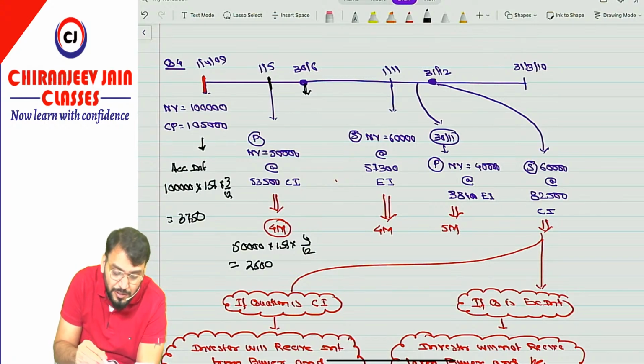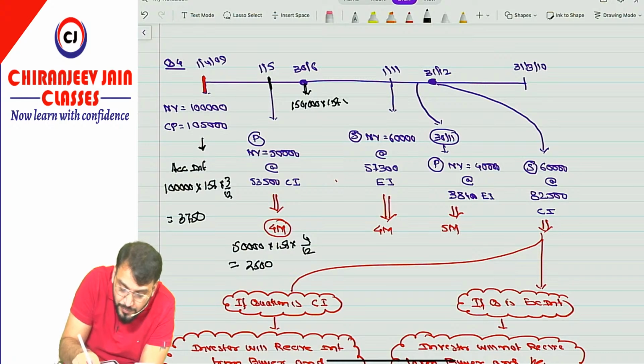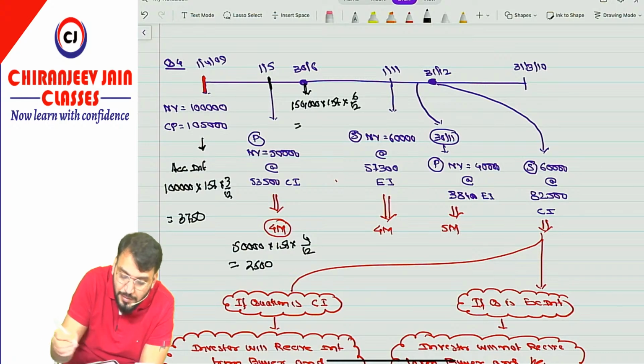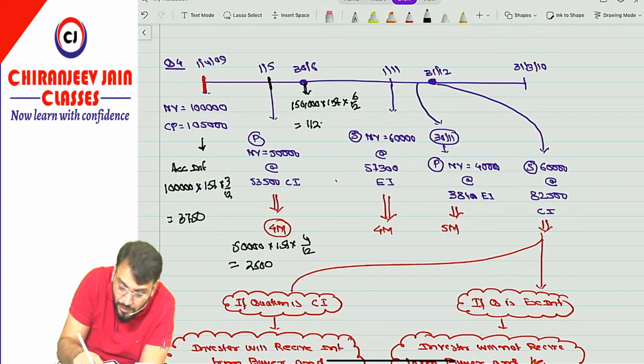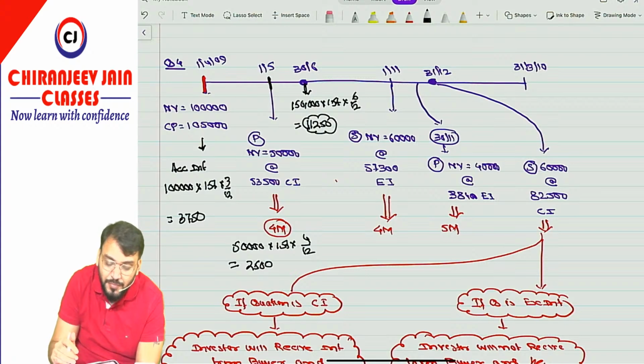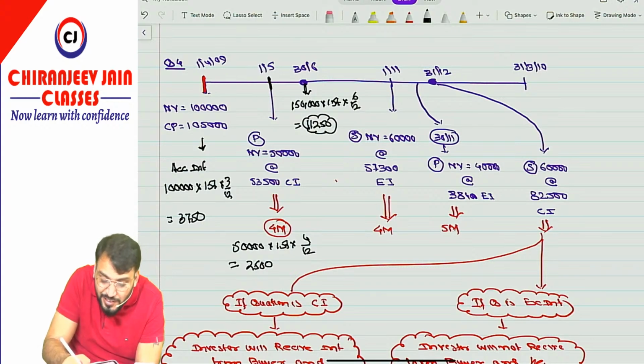Then on 30th June, we receive interest. So how much interest will we receive? 1 lakh was the opening. Then we purchased 50,000. So on 1 lakh 50,000 into 15% into 6/12. That is coming 11,250. So 11,250 interest will be received from the company directly for 6 months because this is the due date.